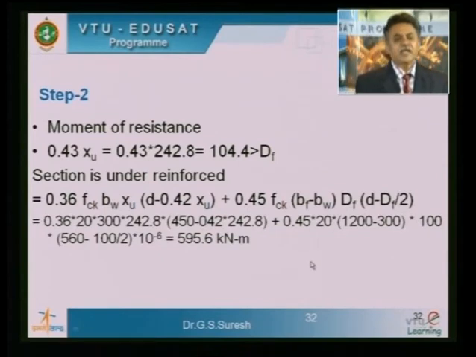In the next step, I calculate the moment of resistance, wherein I take same equation as I showed you earlier. I substitute the values, you can see here FCK, BW and XU. I will get this value of MU limit as 595.6 kilonewton meter.